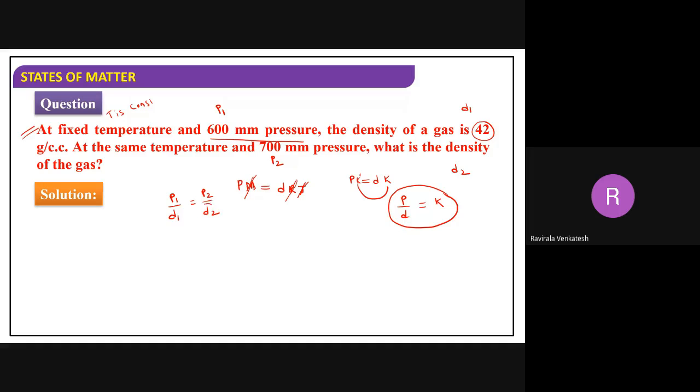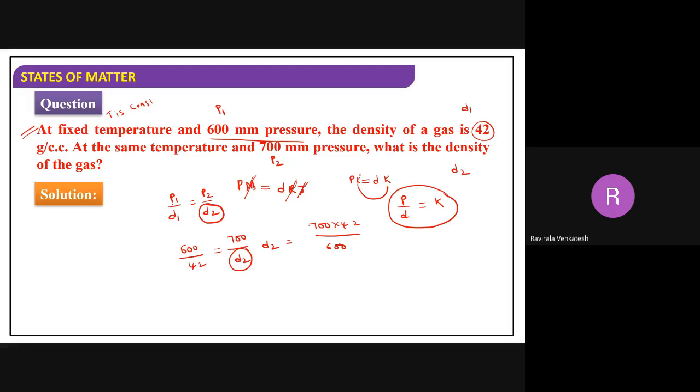Now, what are they asking? D2 they are asking. Now substitute here. P1 is equal to how much, beta? 600. D1 is equal to 42. P2 is equal to 700. And D2 is what we are going to get? 700 into 42, 49, divided by 600. Now if you do the problem, we get the answer.